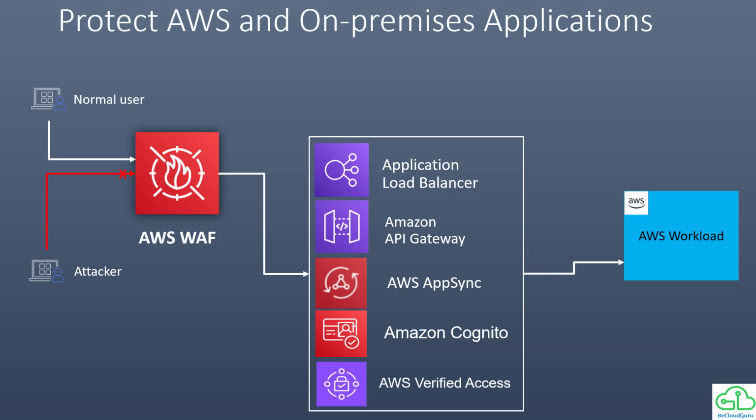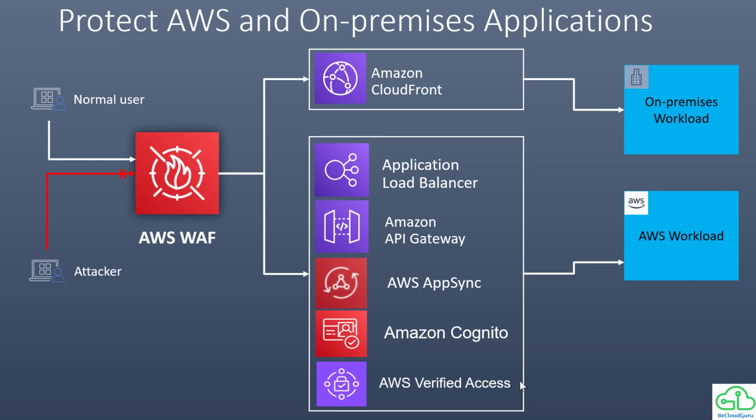Now, how can AWS WAF protect your workload? If your web application workload is on AWS, your WAF can be integrated with Application Load Balancer, API Gateway, AppSync, Cognito, AWS Verified Access, as well as AWS App Runner. And if you have your application on-premises, it can be integrated with the help of Amazon CloudFront. CloudFront is a service which can help to protect resources on-premises as well as AWS workloads. So this is how AWS WAF gives you a comprehensive set of security controls.